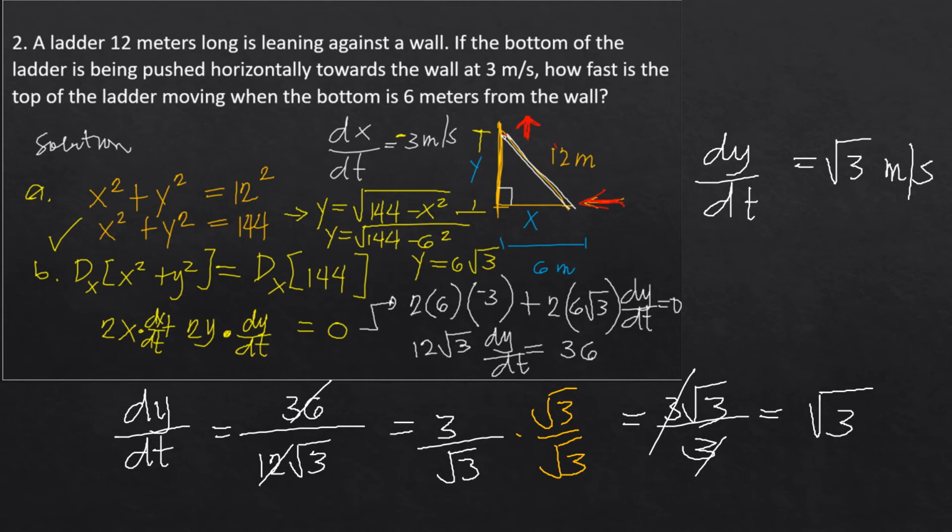Yan yung bilis ng pag-akyat ng ladder as the ladder move towards the wall horizontally. Nung i-move mo yung ladder horizontally to the wall, aakyat ang ladder. At ang bilis ng pag-akyat nito is square root of 3 meters per second. That is how we understand this problem.